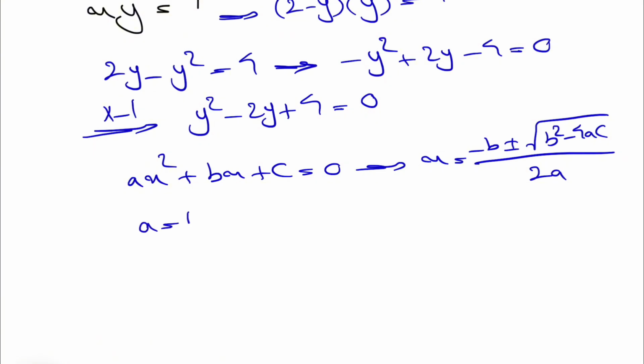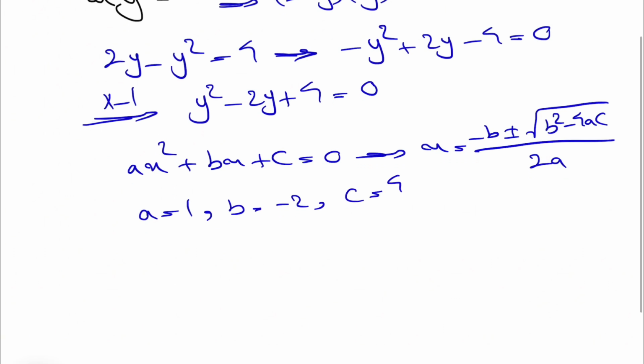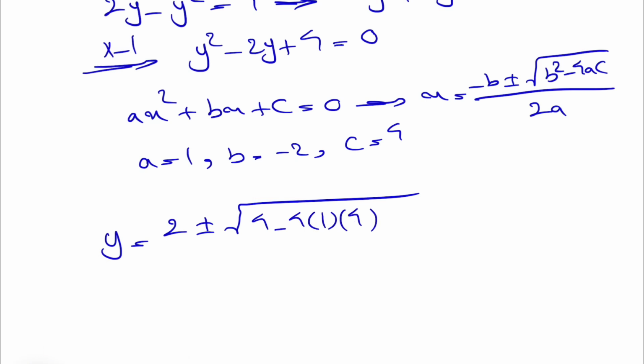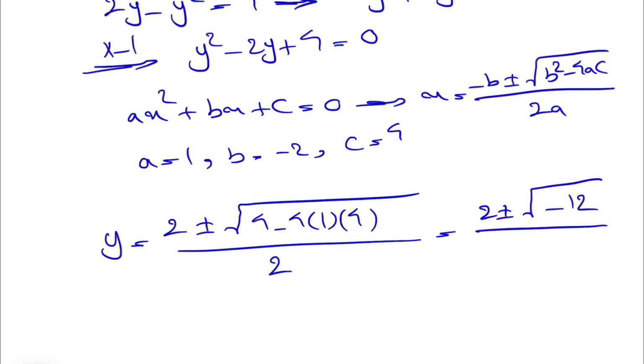So our a is 1, our b is minus 2, and our c is 4. If we want to solve this, y is equal to minus b, which is 2, plus or minus the square root of the discriminant, which is b squared, so 4, minus 4 times 1 times 4. It seems our discriminant is negative, which means we have complex answers, divided by 2a, and 2a is 2. So we'll have 2 plus or minus the square root of 4 minus 16, which is minus 12, divided by 2.